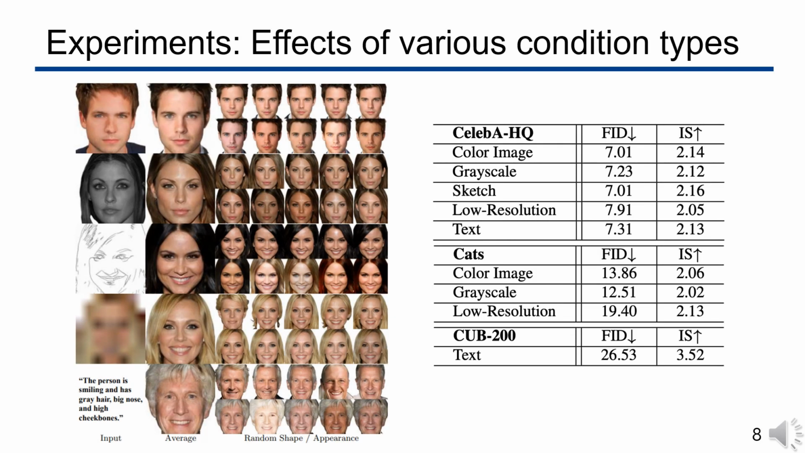This is the qualitative results with various condition input types. For each condition type, the average output image generated with zero-value noise codes is visualized in the second column, and from the next column, we visualize output images generated from 5 different shape noise codes in the first row, and 5 different appearance noise codes in the second row. As you can see in the table, our method consistently maintains high visual quality across all types of input conditions.